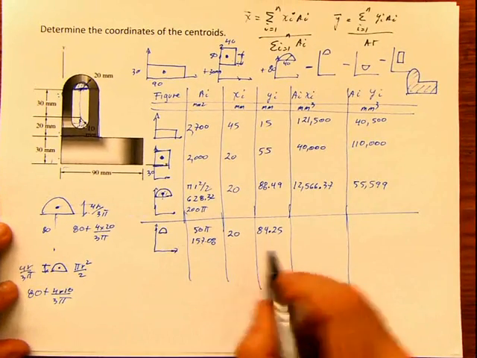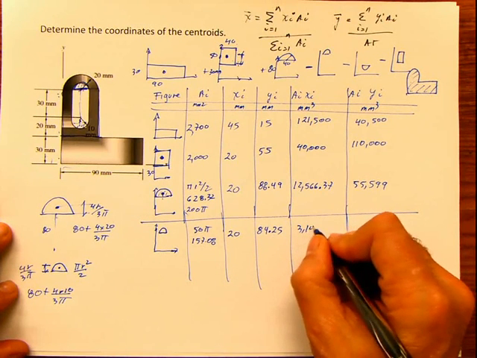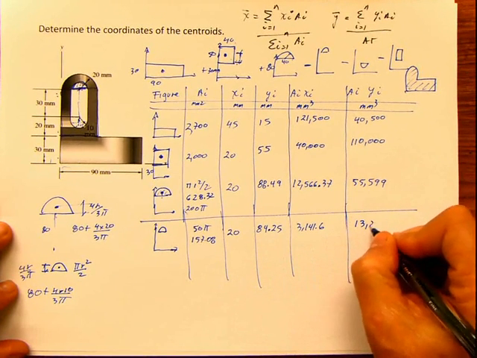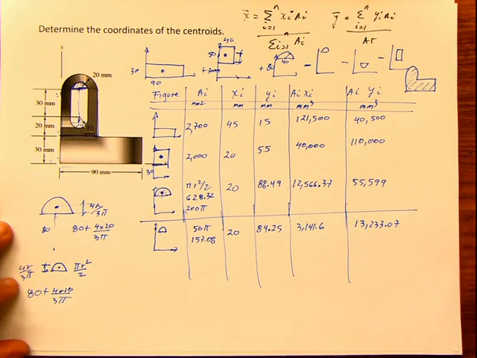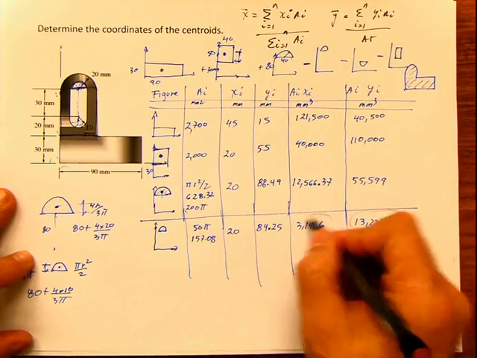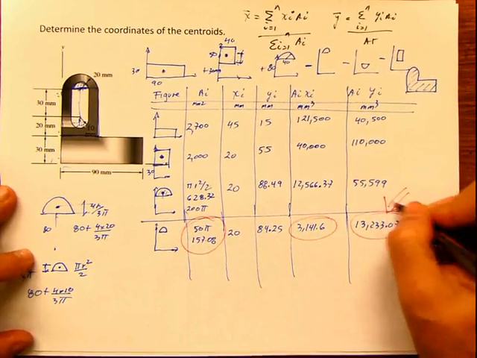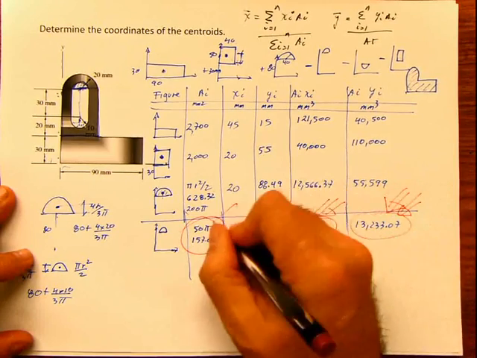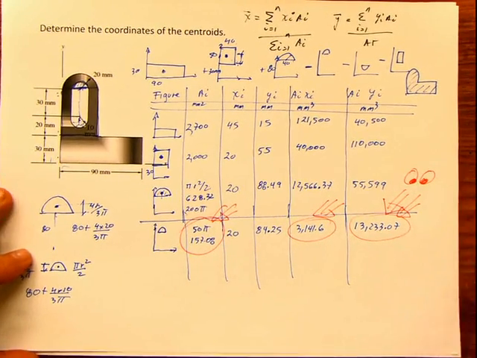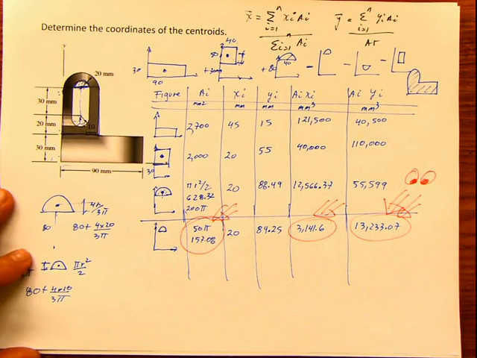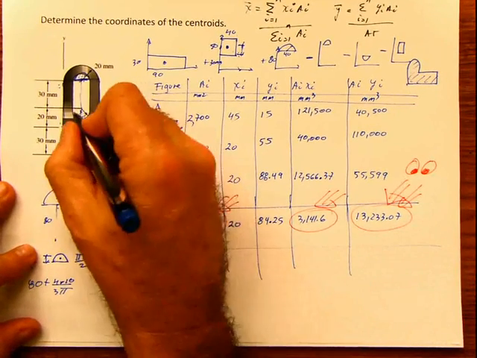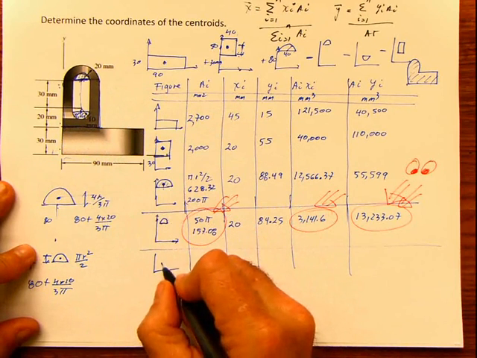Now you do the multiplications. This times this is 3,141.6, and this times this is 13,233.07. And guys, if I was you, I would start putting these in different colors, putting some lines just to be sure that I remember that this is going to be subtracted because these are negative areas.